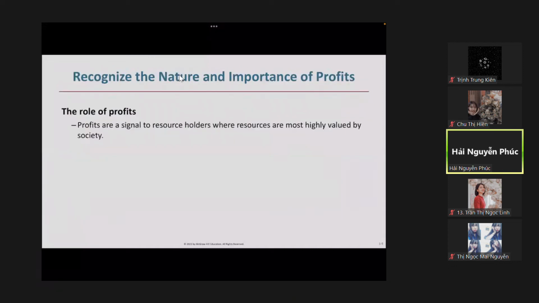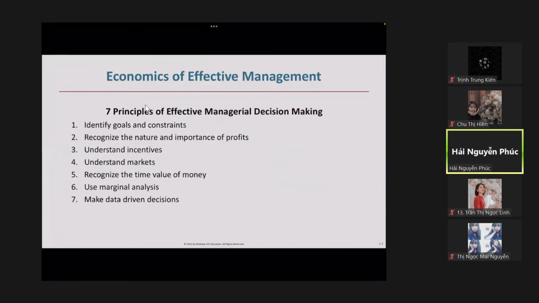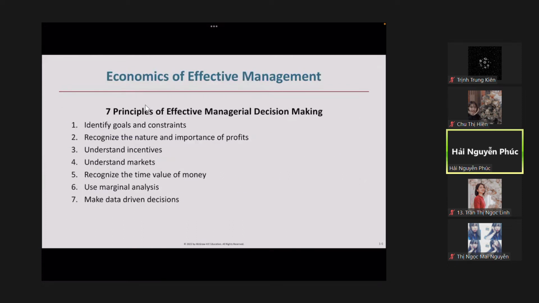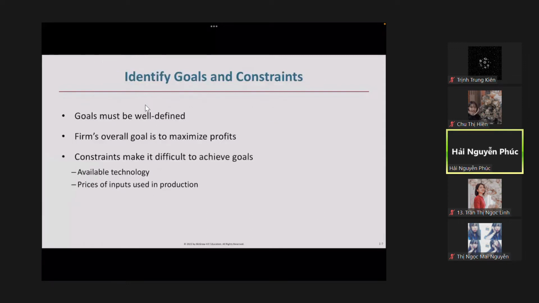We have been talking about the following. We have introduced what managerial economics is, and the principles of making decisions if you are doing business. We have discussed the following topics. We discussed the goal of the firms, and we assume that the ultimate goal of the firms is to maximize profit.